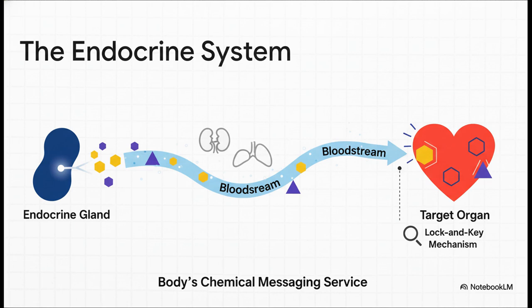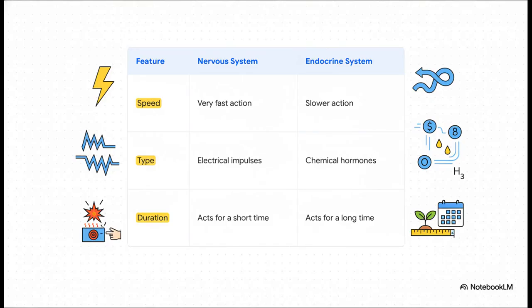Well, one of the main tools it uses is the endocrine system. The best way to think about this is like the body's postal service. But instead of letters, it sends chemical messages called hormones. Glands pump these hormones directly into your bloodstream and they travel everywhere. But, and this is the really clever bit, they only affect certain target organs. Why? Because the cells in those organs have special receptors that the hormone fits into, just like a key in a lock, super specific.